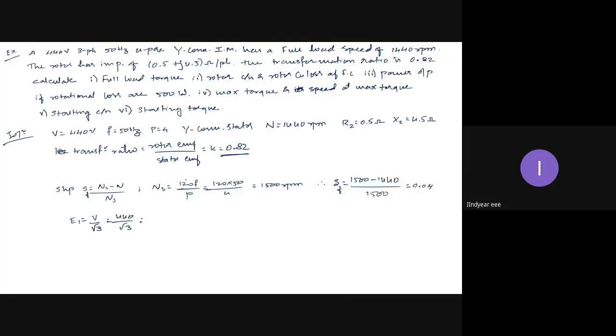It is 254 volts. Therefore, E2 is K into E1. That is 0.82 into 254. So it is 208.3.